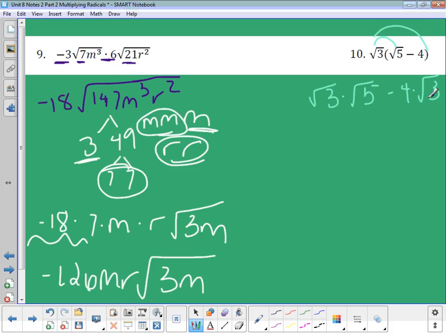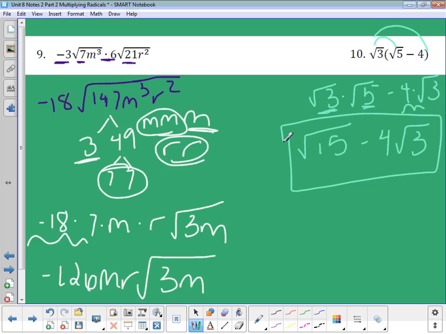And just like we've been doing, we're only going to multiply things underneath the radical with other things underneath the radical, and things outside the radical only with things outside the radical. So I can take this 3 and this 5 and multiply it and get the square root of 15. Then I'm going to subtract 4 times the square root of 3. So all I did was take this 4 and make it a coefficient for the square root of 3. So this right here is your final answer.